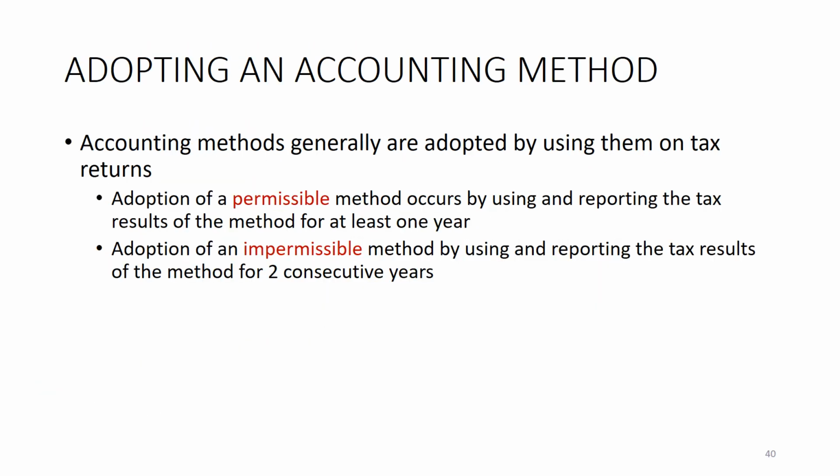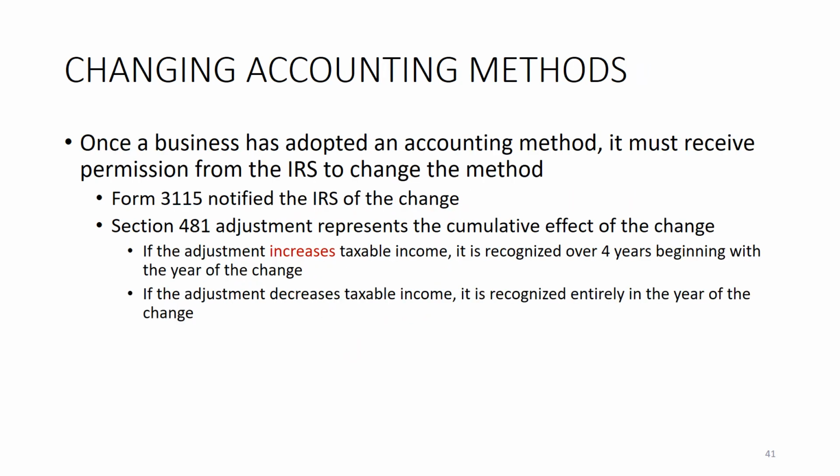In terms of adopting methods, there are permissible methods and impermissible methods. You can adopt any method you like. If it's permissible, you're fine. You've established it after the first year of use. Impermissible methods you have to use for 2 consecutive years, and then you have to stay with it. If you want to change from an impermissible method, you need the IRS's approval, which is easy to get. I don't want to scare you in that sense. They do definitely allow for changes to permissible methods.